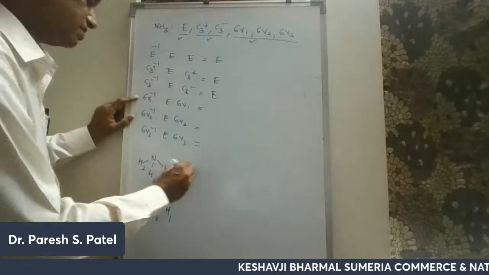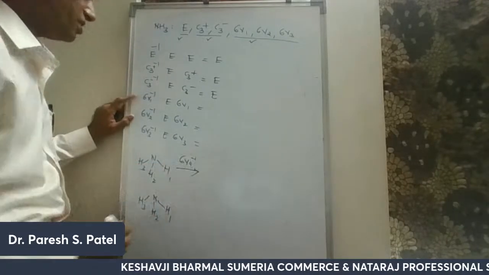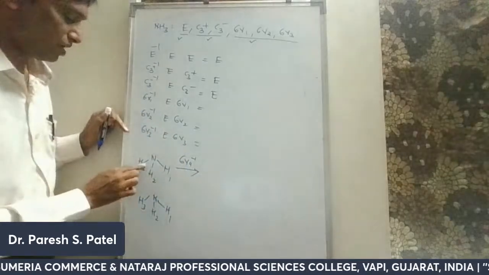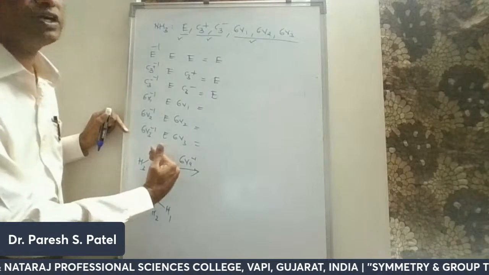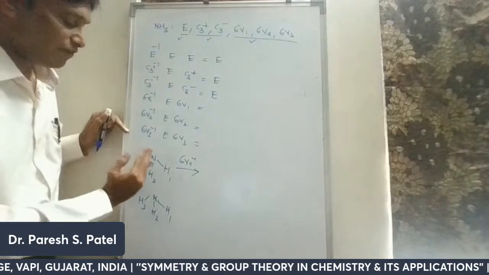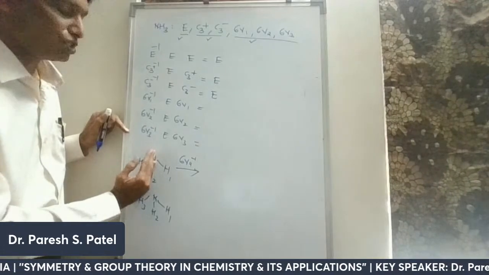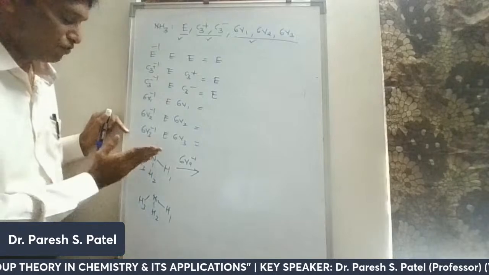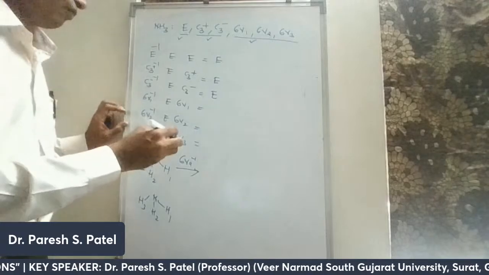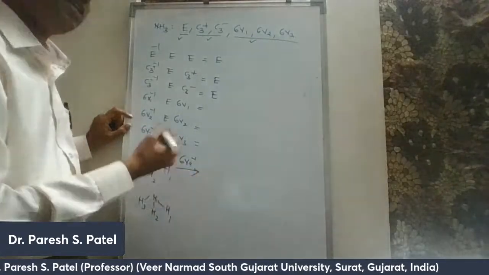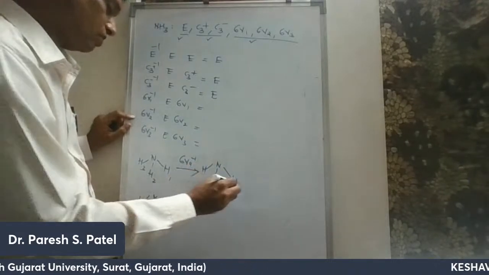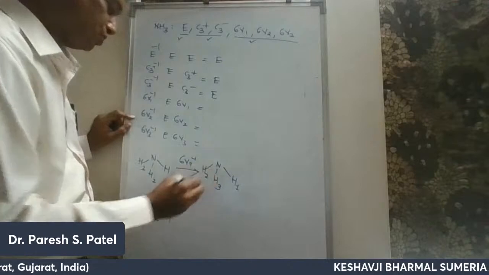C3 minus inverse, sigma VA inverse. Okay, sigma VA means we have to put a mirror over here to change the position of hydrogen 2 and 3. If we put a mirror on hydrogen 1 to change the position of 2 and 3. Similarly, if we put a mirror on hydrogen 2 to change the position of 1 and 3. If we put a mirror on hydrogen number 3 to change the position of 1 and 2. So what will happen over here? Sigma V1 inverse means it will be the same. So 1 remains as it is. 3 and 2 interchanged.